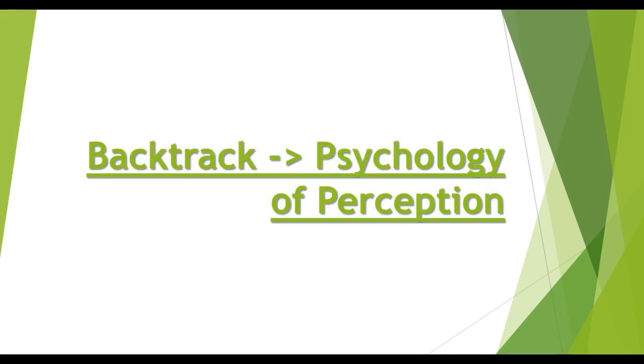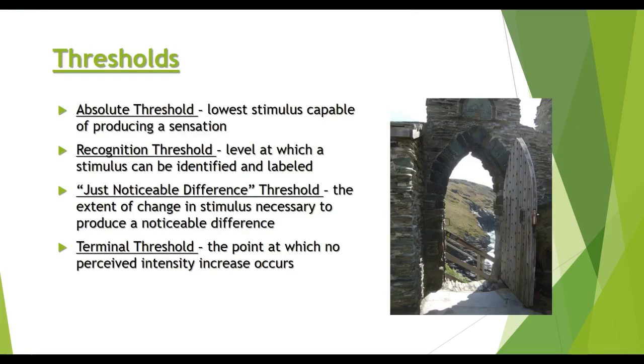So first of all, we're going to backtrack a little bit. We're going to talk about the psychology of perception, and we're going to talk about thresholds. There are four types of thresholds that you need to understand. And the first one is an absolute threshold, and it's the lowest stimulus capable of producing a sensation.